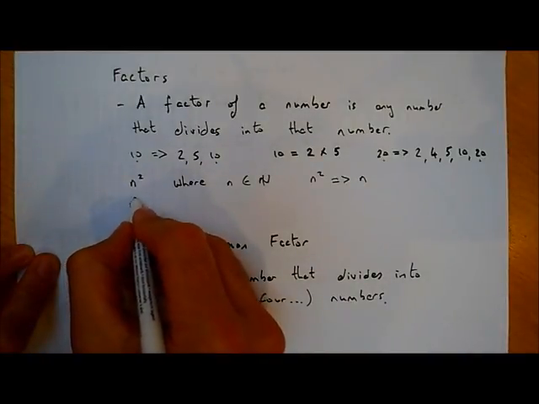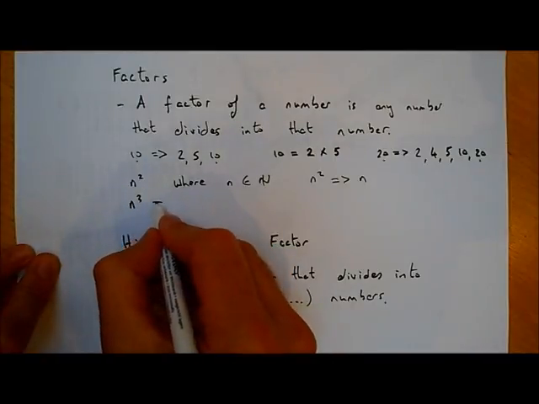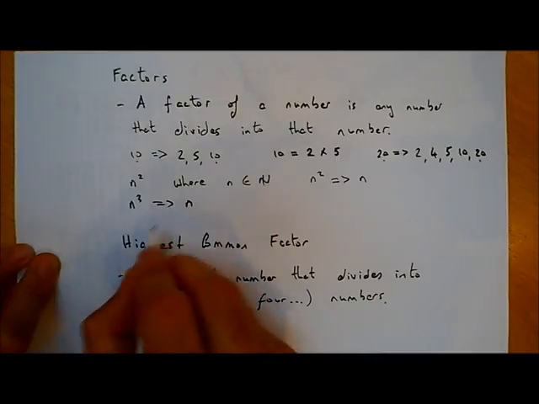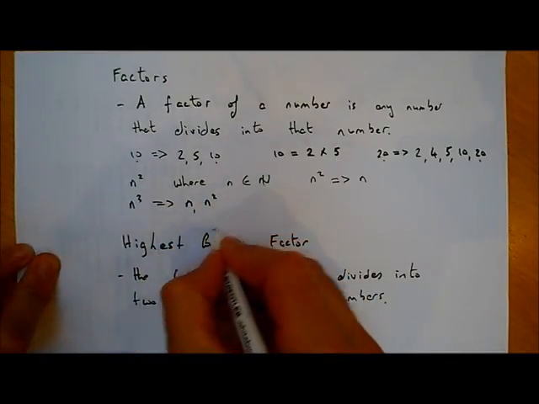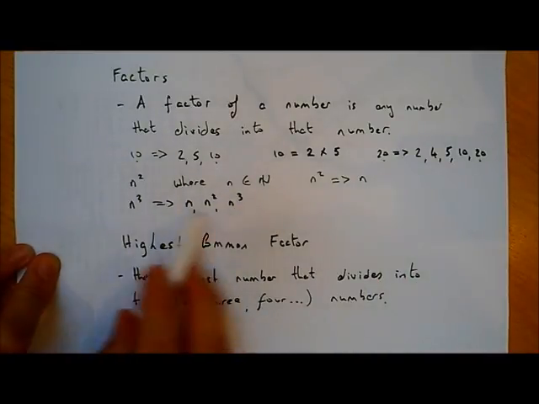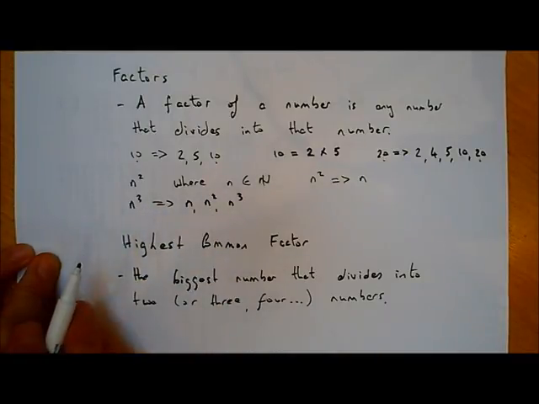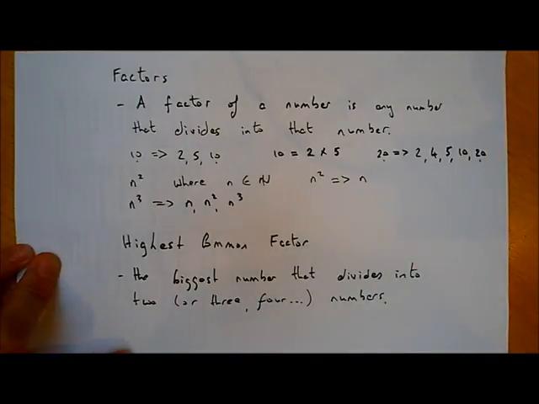Let's look at n cubed, and again we'll say that n is a natural number. What divides into n cubed? Well, n divides into it. N into n cubed goes n squared. But also n squared divides into it, and also n cubed divides into it. Remember, the number itself is always a factor of itself. So a factor is just any number that divides into that number.